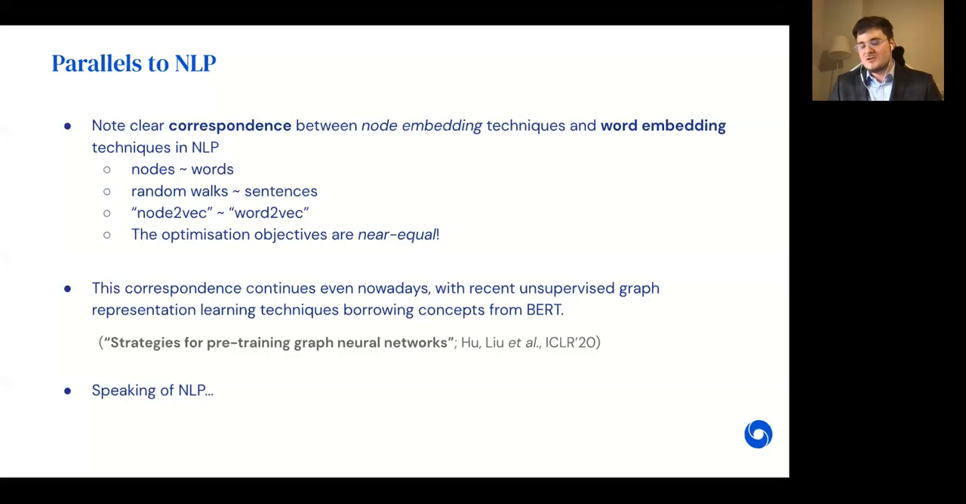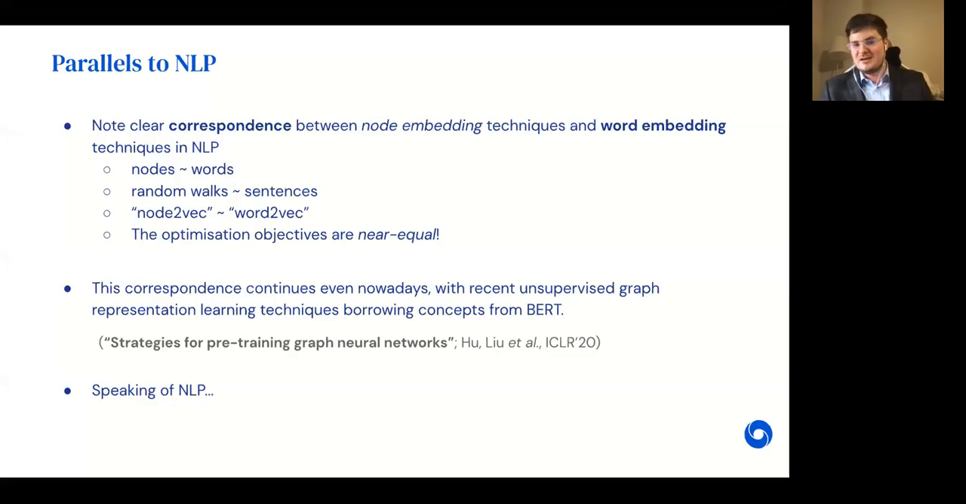So one thing that you also might find interesting here is that there's a clear correspondence between the node embedding techniques that I just mentioned and some of the more traditional word embedding techniques in natural language processing. If you think of nodes as words, if you think of these random walks as sentences, you can basically equate node2vec with the word2vec objective, and their optimization objectives are actually near equal. They even both feature negative sampling and things like that. And actually, this is a correspondence that continues even nowadays. Some of the recent work on pre-training graph neural networks borrow a lot of concepts from BERT, and I've left a reference here if you would like to read a bit more about this.